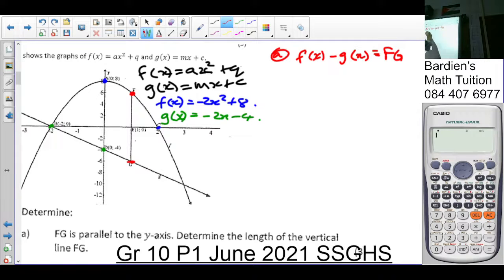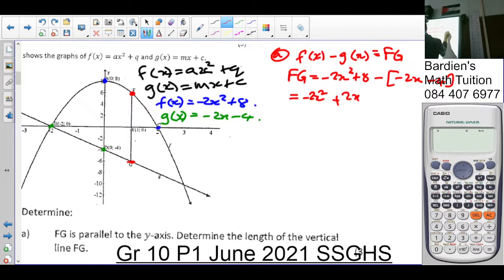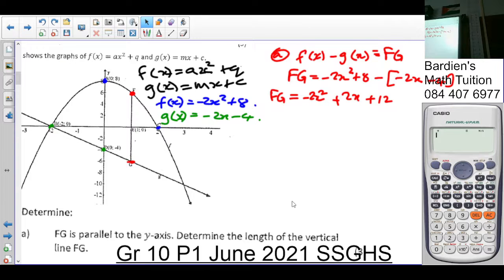Okay. So FG is firstly the parabola, which is negative 2x squared plus 8, minus your straight line, which is negative 2x minus 4. Negative 2x minus 8 plus 2x plus 4 is going to give you plus 12. So that is the vertical line of FG. But now, that is the algebraic expression for FG.